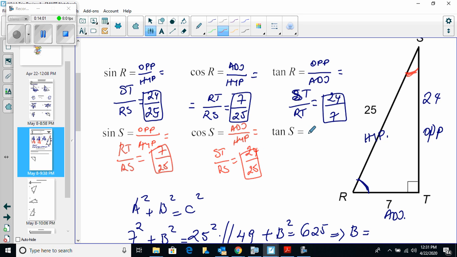And tangent of angle S will be opposite of angle S over adjacent of angle S. The opposite of angle S is RT, and the adjacent is ST, or in numbers, 7 out of 24. I hope that this makes sense and it brings your memories back.